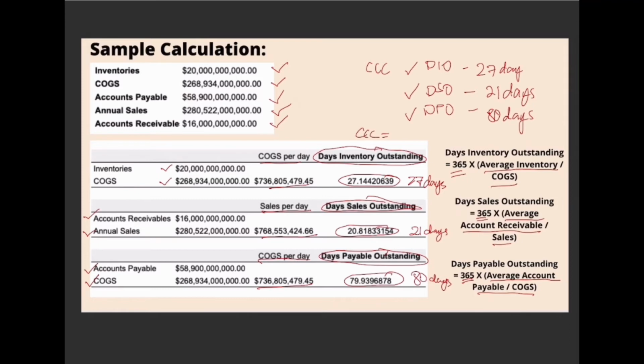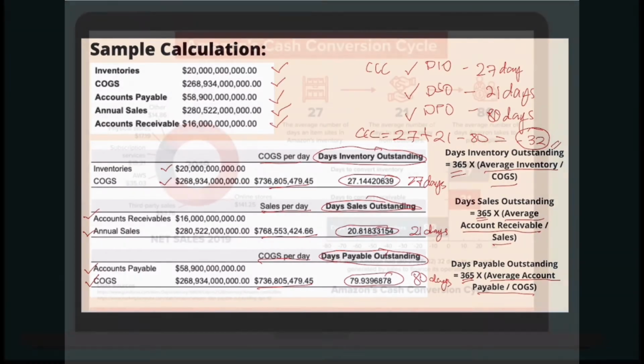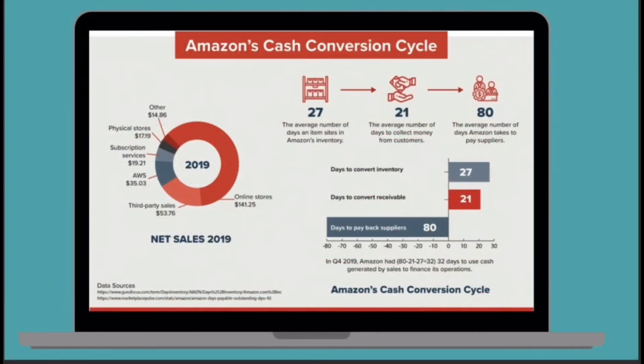Now the formula for cash conversion cycle will be 27 plus the days sales outstanding, which is 21 days, minus 80 days payable outstanding. The product will be negative 32. That's the cash conversion cycle. Now I found this infographic online about Amazon's cash conversion cycle. Let's take this example for us to better understand cash conversion cycle.